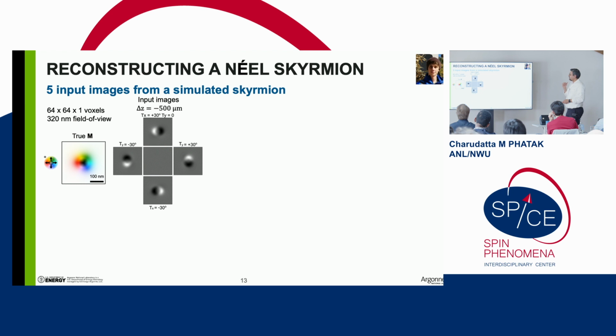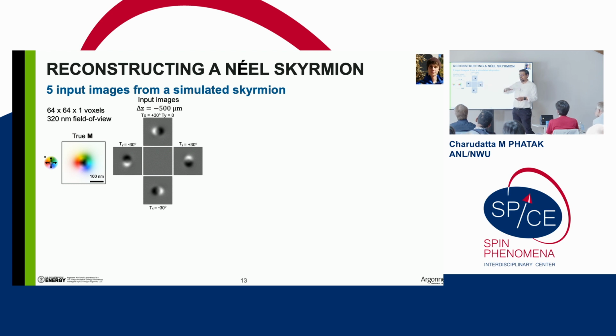So this is just an example. First, just for demonstration purposes, we started with a simple 2D case. If you see, this is basically just one voxel deep, so it's just a two-dimensional magnetization map of a Néel-type skyrmion. Then we simulated images, and we can't use only a single image. We need more, because of the number of variables that we are trying to solve. But at least in this case, we started off with only 5 images.